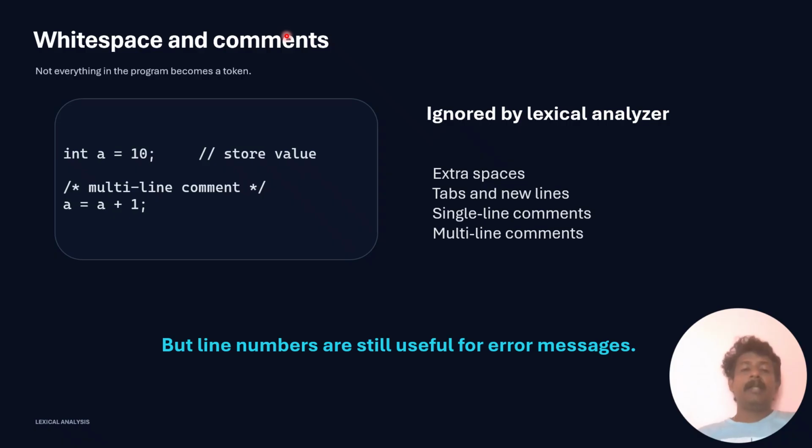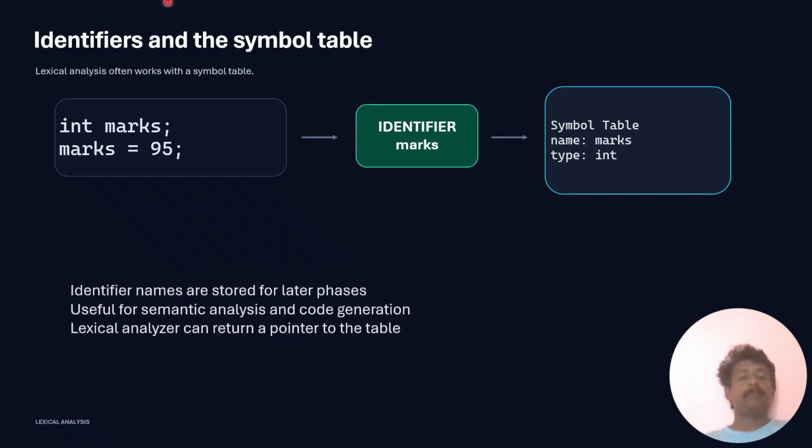But the analyzer still remembers the line numbers. This helps the compiler show its usual messages, such as error at line number 5, something like that, right? So spaces and comments are skipped, but line information is still maintained by the lexical analyzer. And when the analyzer finds an identifier, it may store the information in the symbol table, right? So we know that, right?